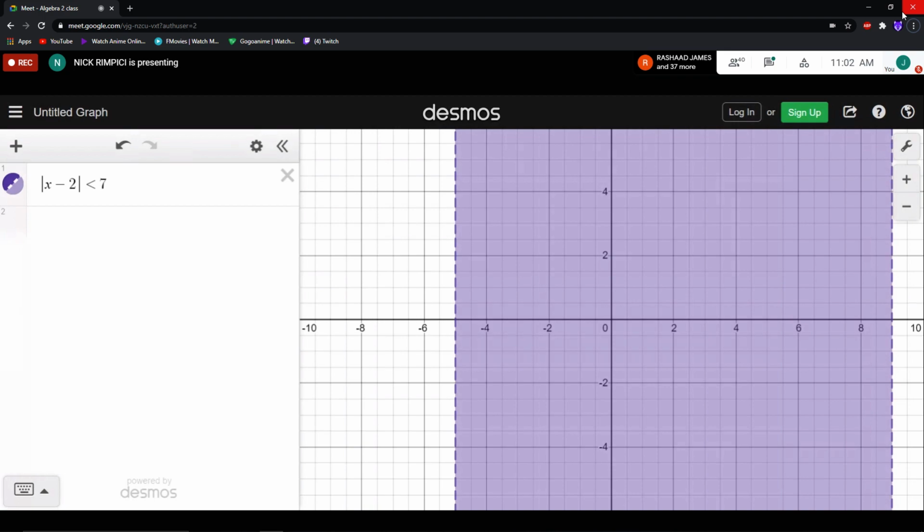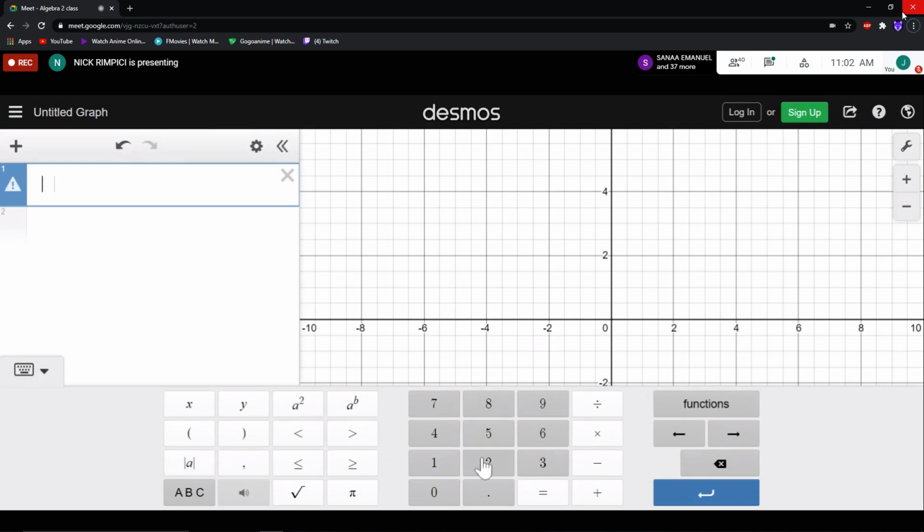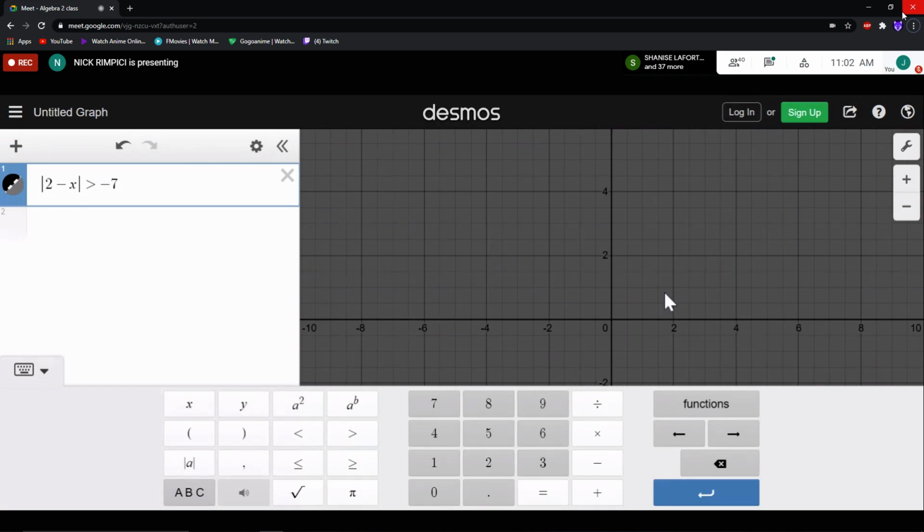And now I'm going to try answer choice B. Answer choice B says the absolute value of 2 minus x is greater than -7. And if I do that, the whole thing lights up. So this is definitely not the answer because the whole thing is lighting up. The reason why the whole thing lights up is because absolute value is always bigger than a negative number, right? Anytime you do absolute value, you're always going to be bigger than a negative. So this would be everything.